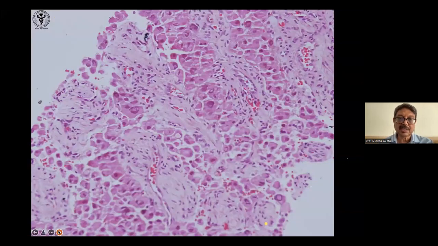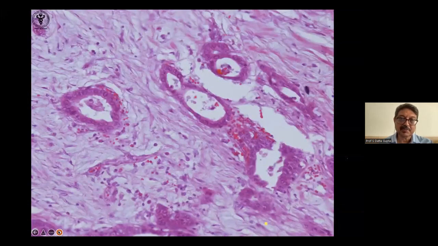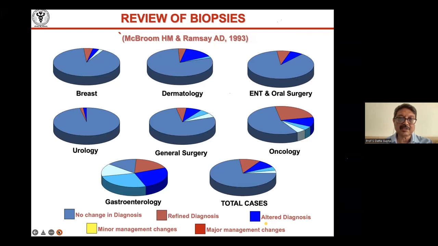This is a hepatocellular carcinoma, no mark. So you also do biopsy sometimes for malignancy. This turned out to be hepatocellular carcinoma or an adenocarcinoma. Now, this is an important slide.